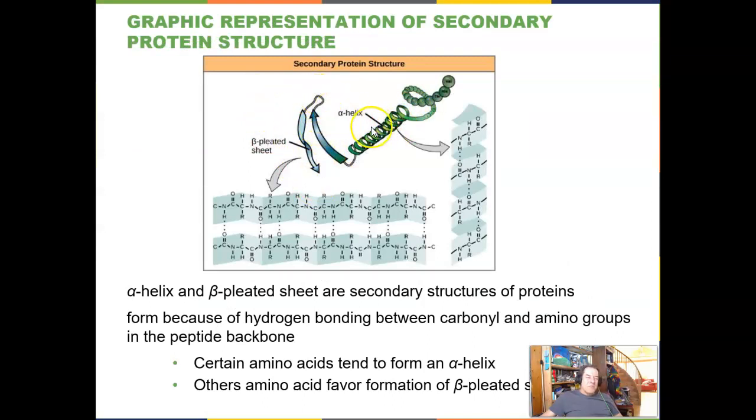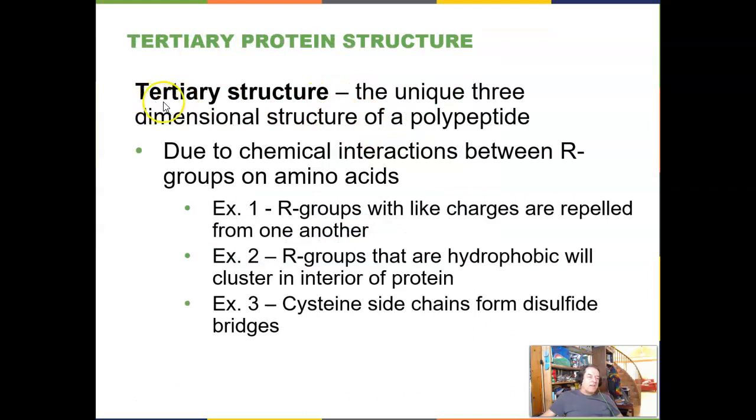The bit that won't fold into a helix or won't fold into a sheet, that's usually where the action is. That's usually where the chemical reactions that this protein takes part in take place, if it is an enzymatic protein or an immune protein or a transport protein or all of these other things. It's usually that irregular area where something interesting is chemically happening, and that's the tertiary structure.